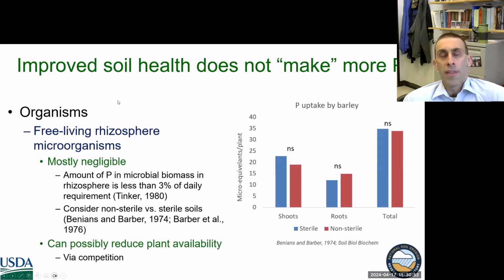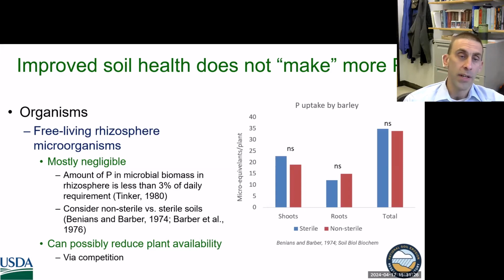It's important to keep in mind that improved soil health does not make more phosphorus. It can only shift pools. So we hear a lot about organisms, these living rhizosphere microorganisms, and with regard to phosphorus, they are mostly negligible. The reason is that the amount of phosphorus held in microbial biomass in the rhizosphere is very small. It's less than 3% of the daily requirement of corn uptake, for example.